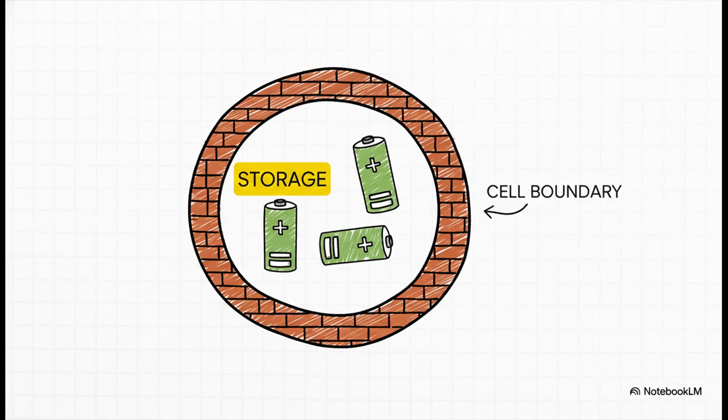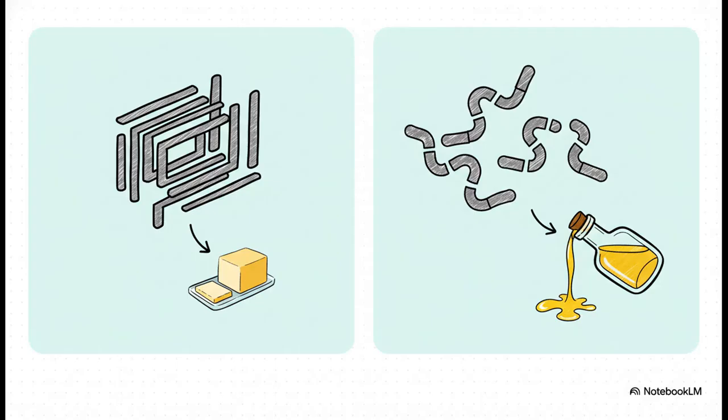All right, next up, lipids. You probably know them as fats. And yeah, they're the body's long-term energy storage for sure, but they have another job that's just as critical. They actually form the borders, the membranes, of every single one of our cells. And with lipids, structure is absolutely everything.